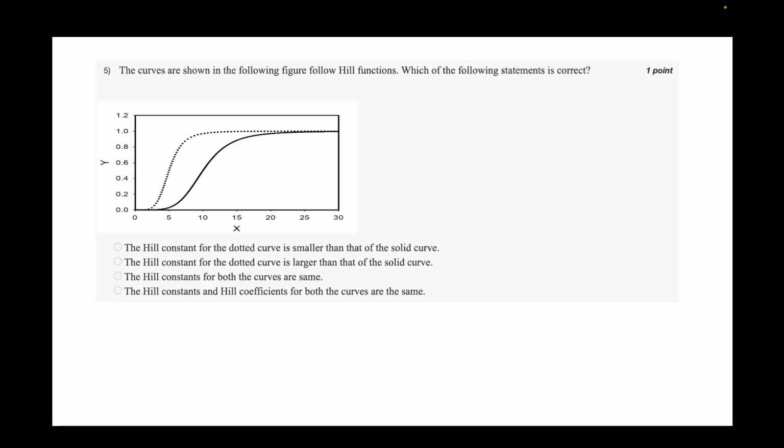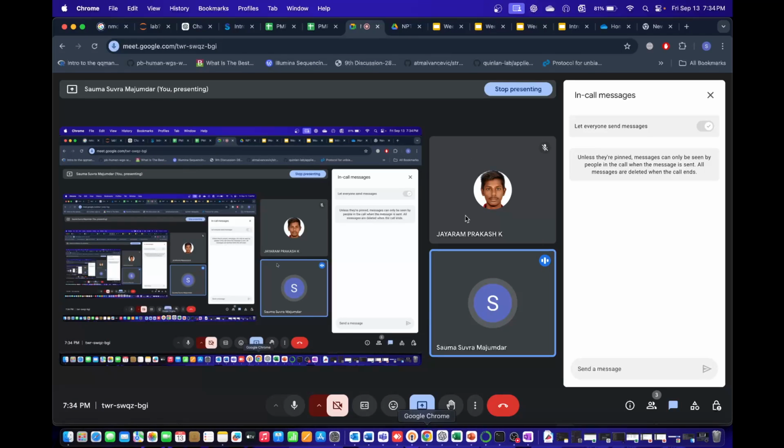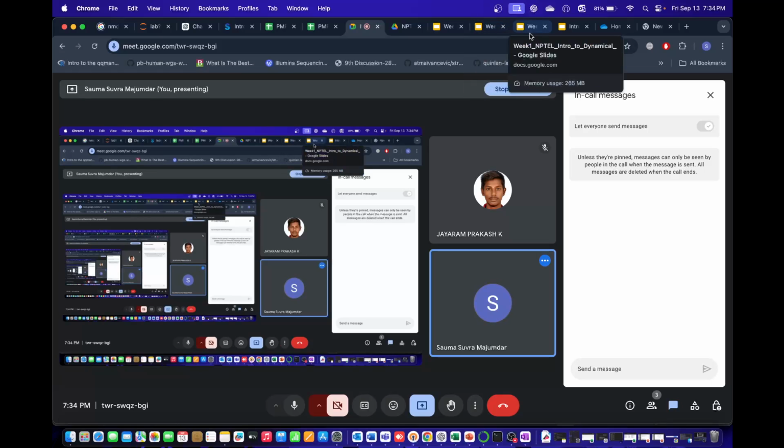Is option B. And before that, can you explain what is Hill constant and their coefficients? Okay. I think I have it in a slide here, so let me check once.